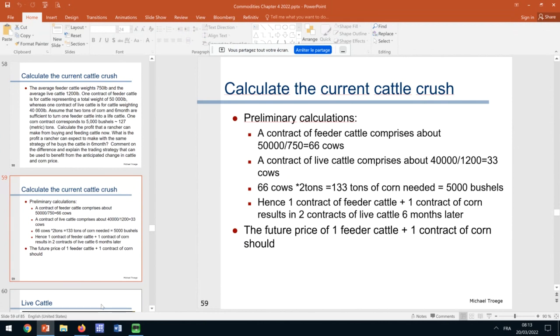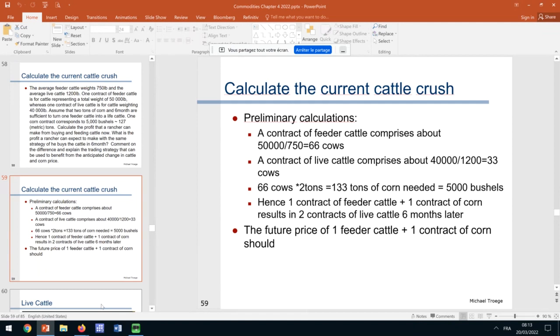Depending on the size, but roughly 66 cows. Now a live cattle has a weight of 1,200 pounds, sorry, it's something like 600 kilos. The contract is for 40,000 pounds, so that represents 33 cows. And now we understand why these contracts have a different size, because one contract of live cattle is exactly half a contract of feeder cattle. That's why one is on 50,000 pounds and the other one is on 40,000 pounds.